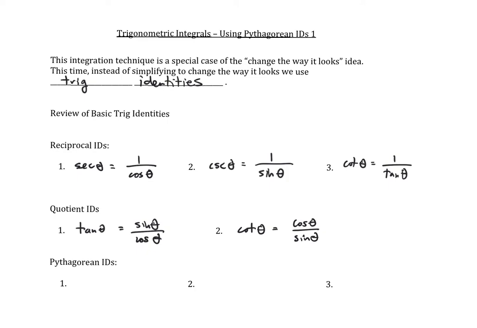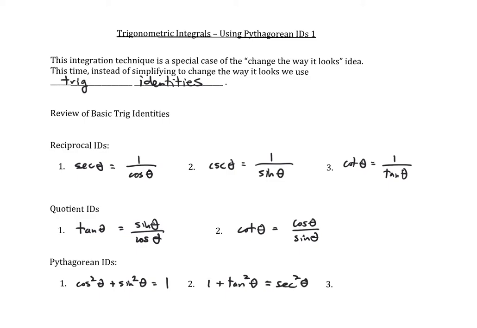Finally, we have our Pythagorean identities. Now, the classic Pythagorean identity is cosine squared theta plus sine squared theta equals 1. And what you notice is if you divide both sides of this Pythagorean identity by cosine squared theta, you would get another Pythagorean identity, which is 1 plus tangent squared theta equals secant squared theta.